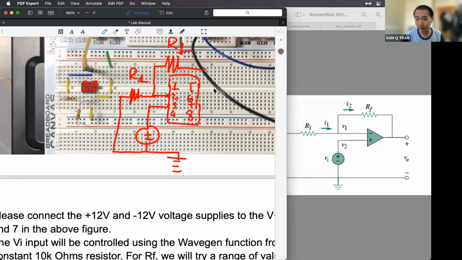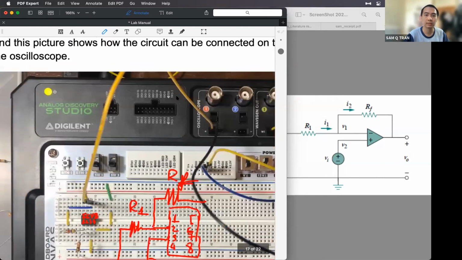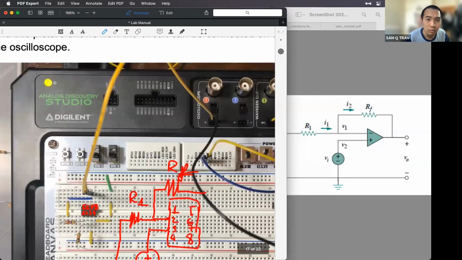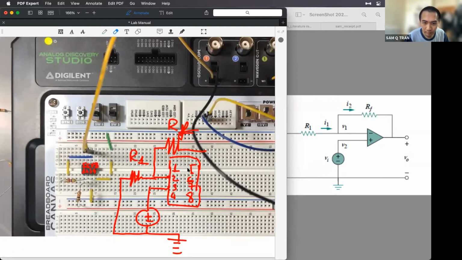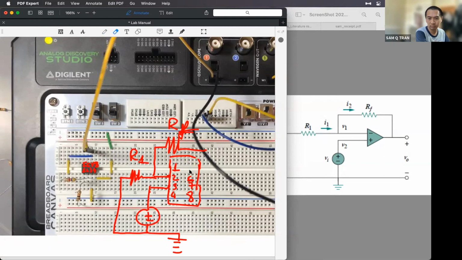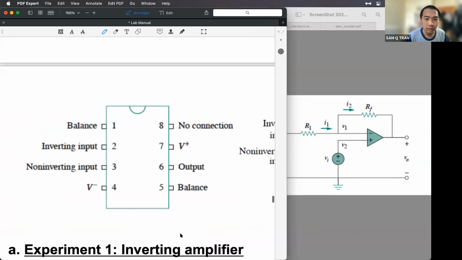And then what do we have next? RF, sorry, this one is RF. RF will connect to the output terminal. What is the output terminal? I don't remember, pin number 6. Wait, it's the other way around. Oh, okay, my bad again. 5, 6, 7, 8. Number 6 is the output. So we will connect this guy to this guy, and then this one to the oscilloscope. And that's all.